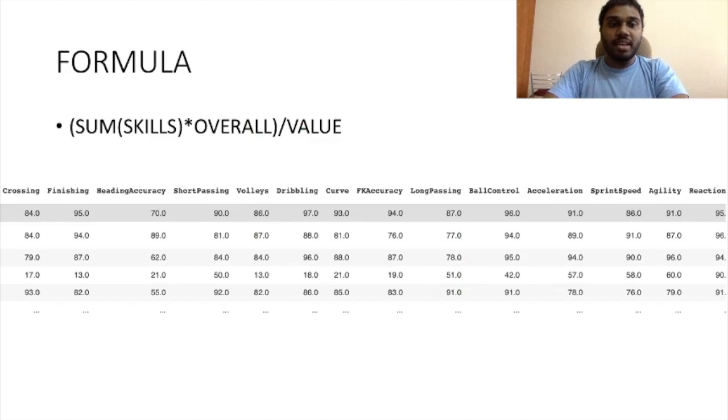The formula which I have created is the summation of skills, which you can see here in the screenshot, into the overall, which is the rating of each player, divided by the market demand of each player, which over here is the value. Since we know that the market demand of each player is a negative factor, I have kept it in the denominator, while the skills and the rating of each player are a positive factor, therefore we have put that in the numerator. And now the formula will give us a value which will tell us a good player who is not very expensive.